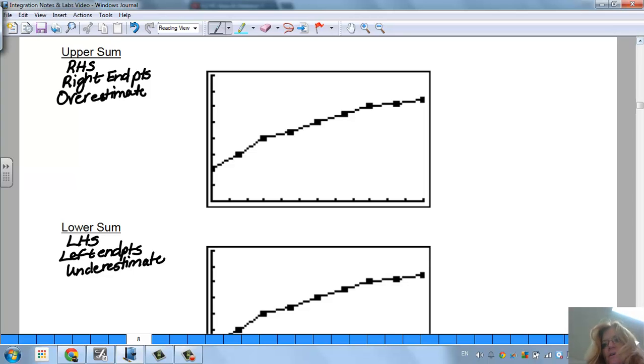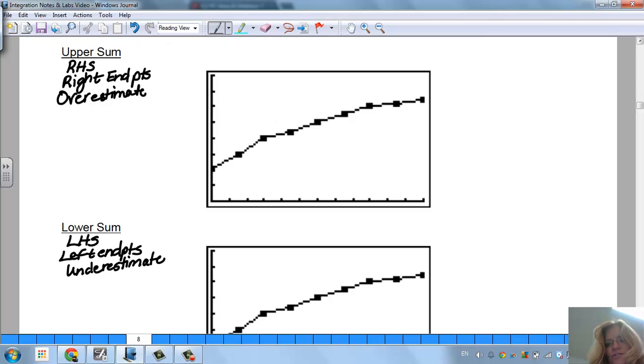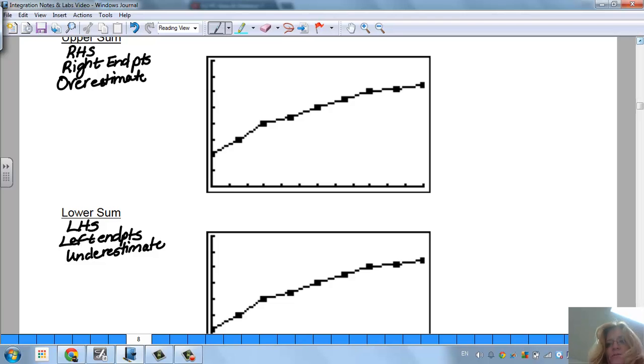So let's look at our picture here. Notice I have many more points, and we're going to do the rectangles again. So let's just do the rectangles, and we'll go back and look at the information. So the first one, the upper sum, we're going to use our right endpoints, and notice our rectangles are now every 1.5 wide. So there's 1.5.